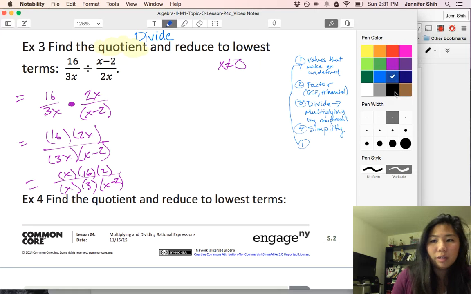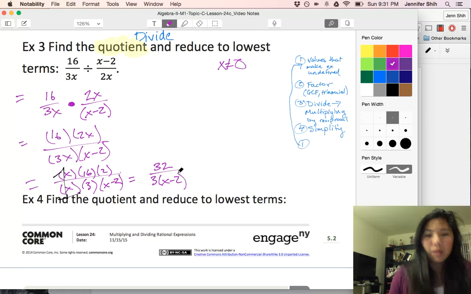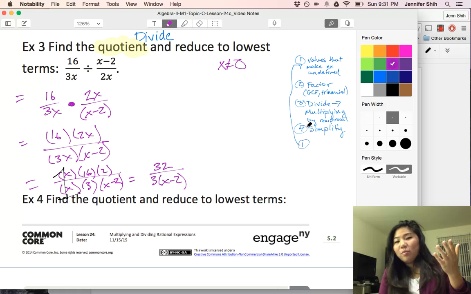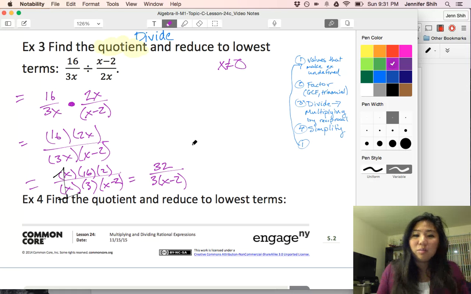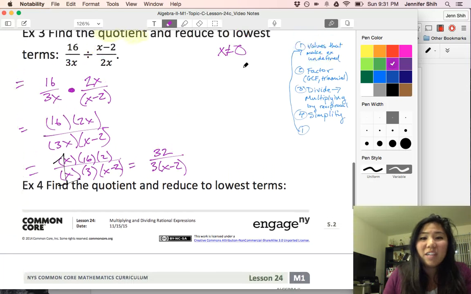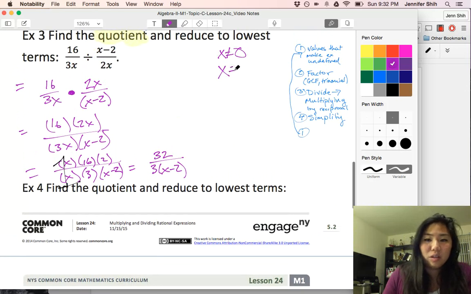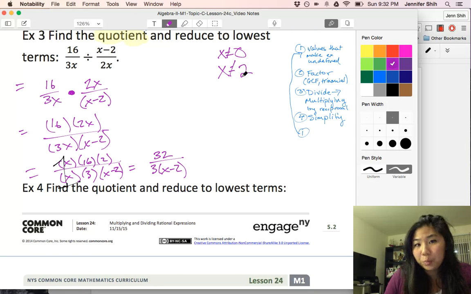So now I can easily go like this and then write 16 times 2, which is 32, over 3 times x minus 2. And now I have to evaluate again. I simplified, but then I also have to make sure what are values that would make this expression undefined, and I would have to add to my list of x's that you cannot include, and I can now not include x equal to 2.